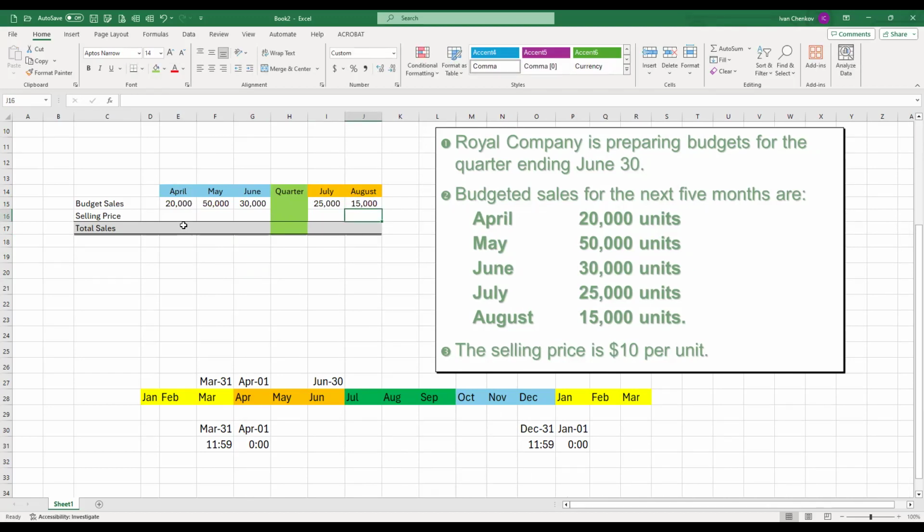What else do we know? We know that our selling price is $10, which is going to stay the same. I don't have to repeat it. So that may be my selling price. Once I have my selling price, can I get my total sales?